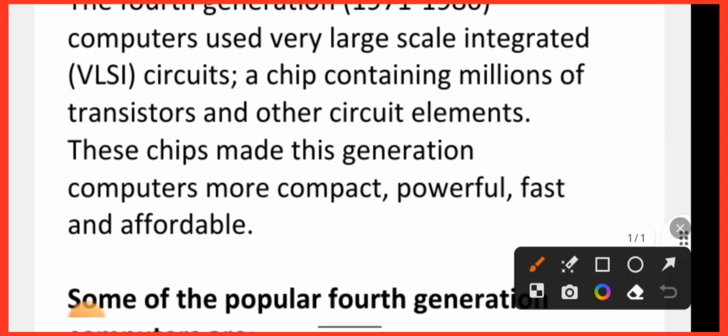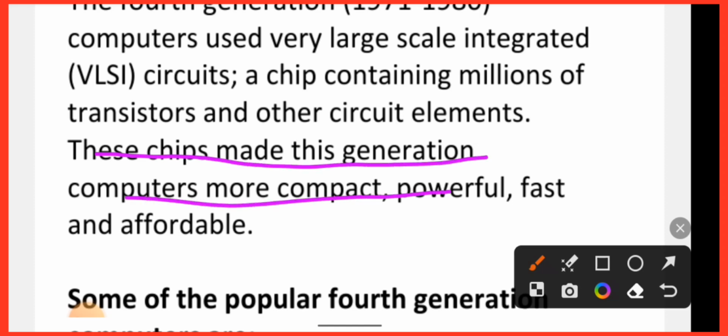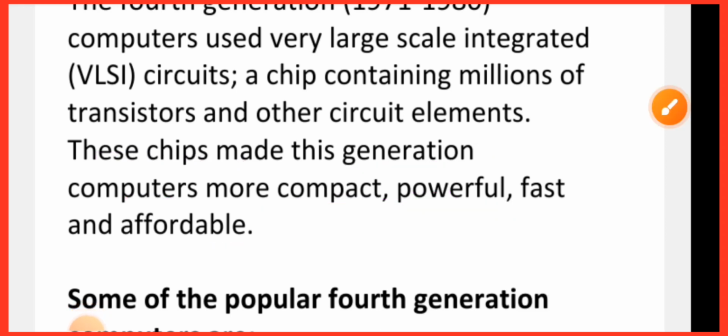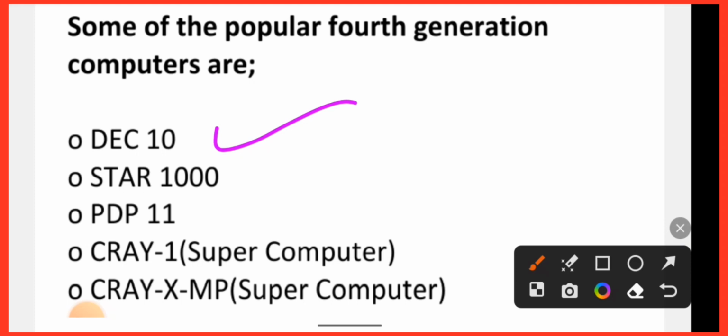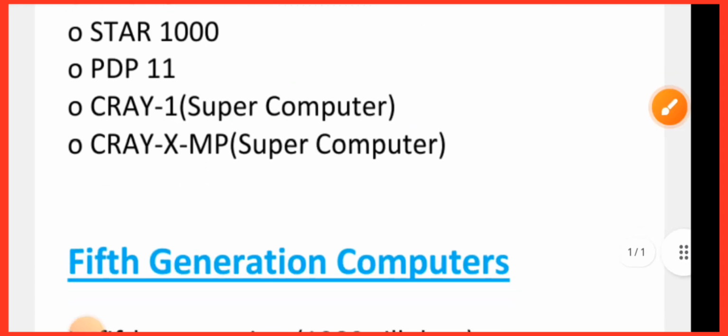Lots of circuits were included inside it. So these chips made this generation very more compact and more powerful and fast and affordable. And there are some examples of the fourth generation that are given in front of you: DEC 10, STAR 1000, PDP 11, CRAY-1 that is supercomputer, and CRAY X-MP that is also a supercomputer.